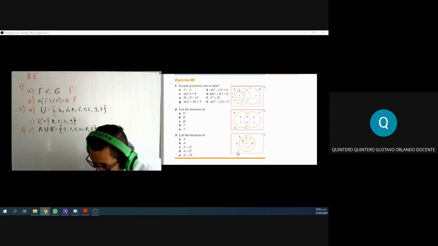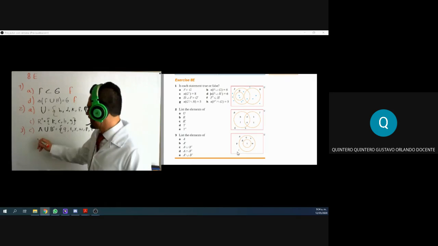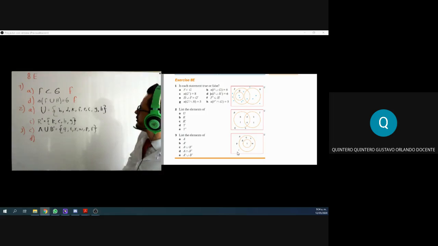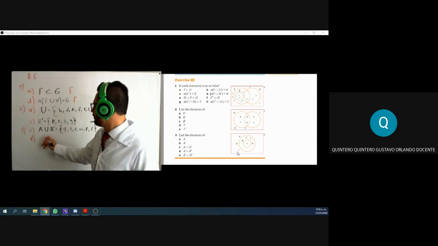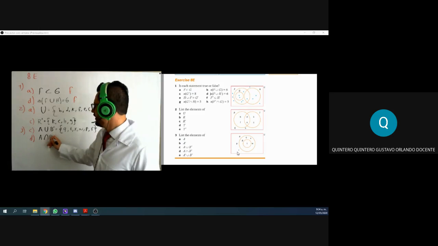All right, let's do another one. Let's do one with intersection. That would be fun. Intersection is fun. A lot of people have difficulties with intersection, so I want to do intersection now. All right, let's do question D. In question D, we have the intersection between set A and B complement.